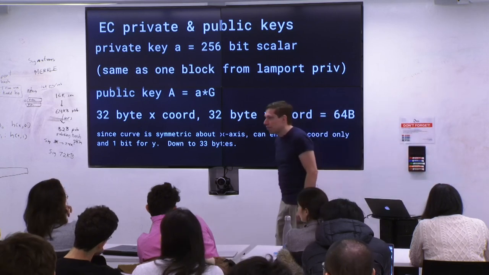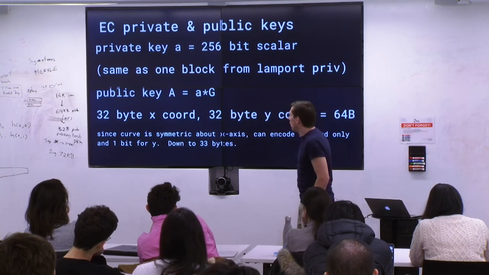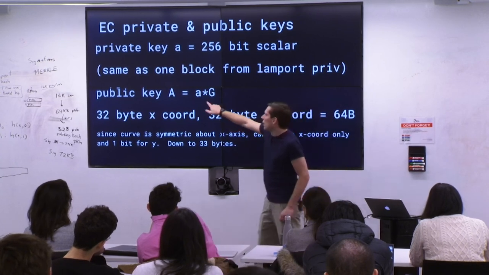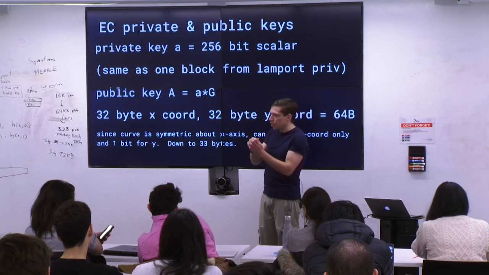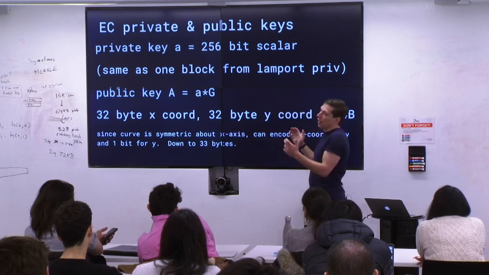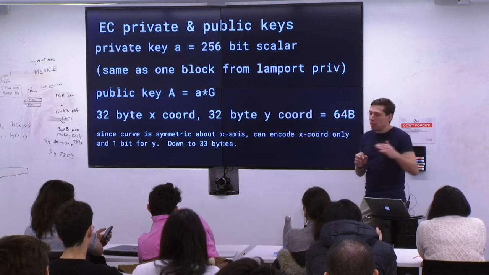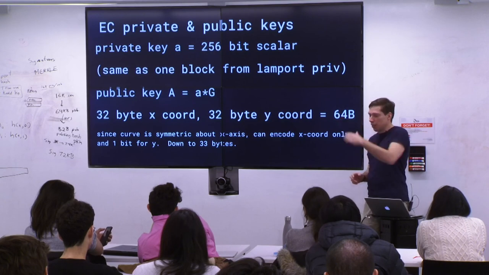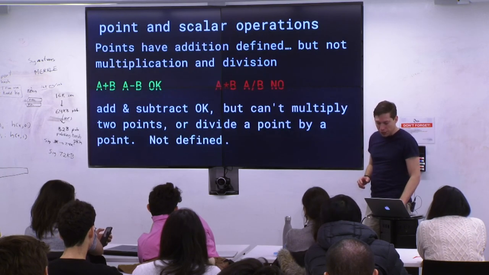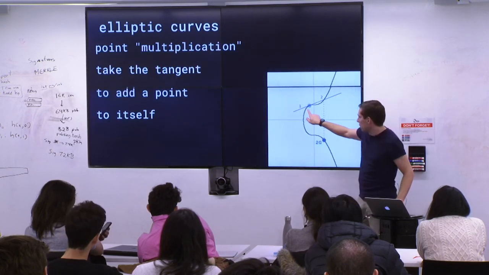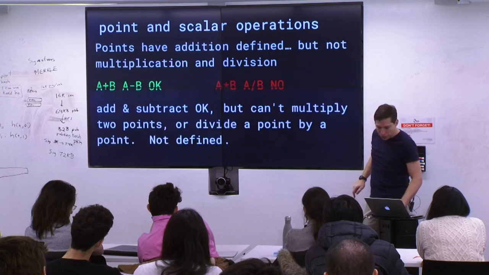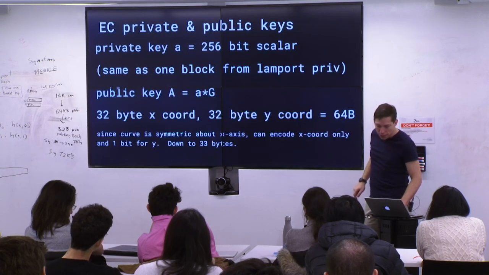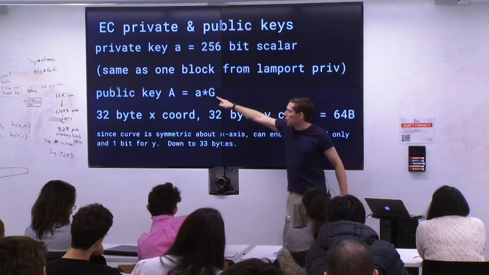Yeah? Can you define the scalar multiplication again? Okay, so scalar multiplication, A times G is basically break it out as G plus G plus G plus G plus G, A times. And G plus G is find the tangent of G and then find the intersection. Right, so this is G, this is 2G, right? Tangent, intersect, and then go the negation. And so you just do that a bazillion times.